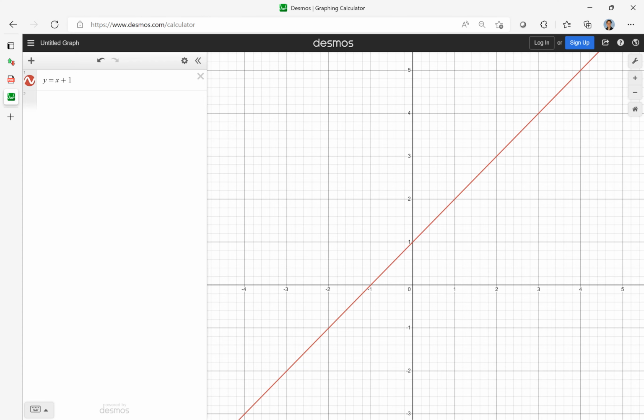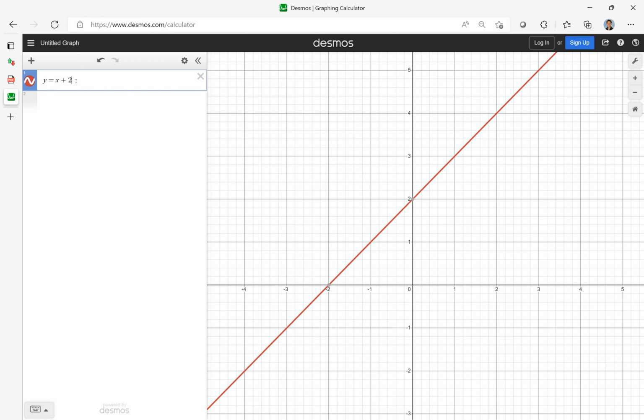When I had a +1, I want you to see, we call it the y-intercept because this is the y-axis, the vertical axis. Notice where it's crossing. It's at 1 as well. Now watch what happens when I change this value. So when I change it to 2, can you see that the y-axis intercept, when it crosses the y-axis, is also 2?